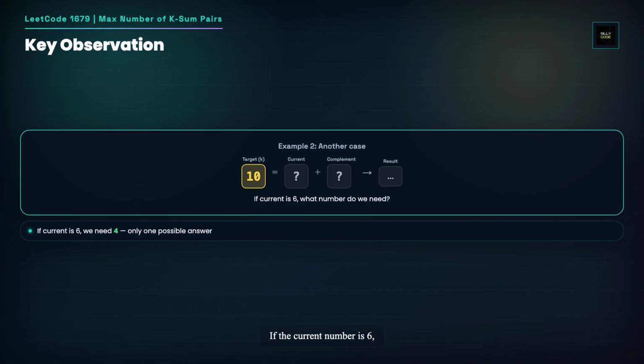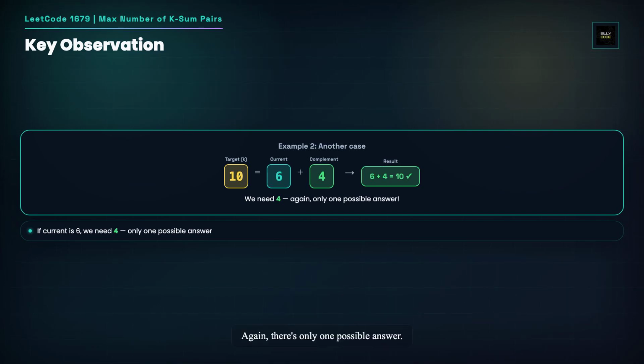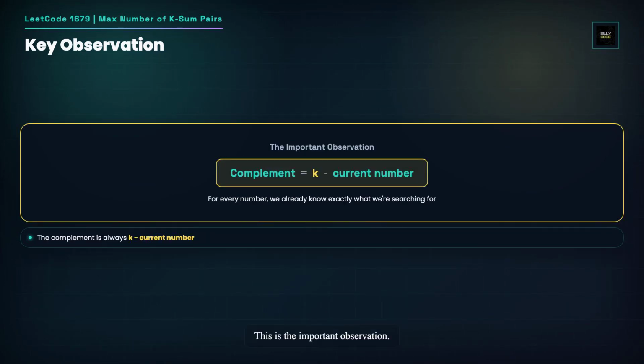Let's take another example. If the current number is 6, then what number are we looking for? We need 4. Again, there's only one possible answer. This is the important observation. For every number, we already know exactly what we're searching for. That value is called the complement. And we can calculate it using a very simple formula. Complement equals k minus current number.